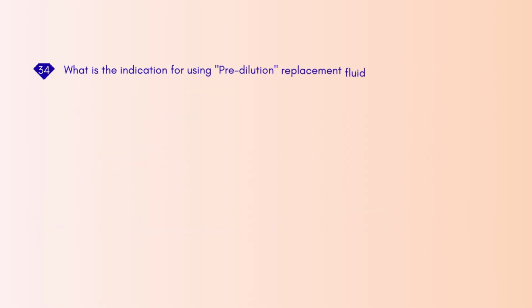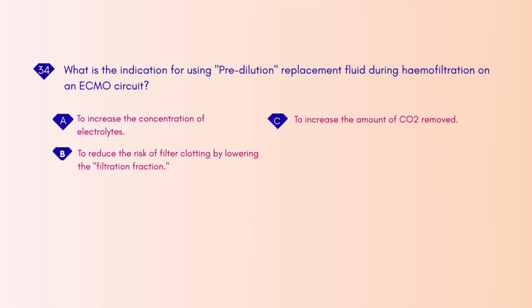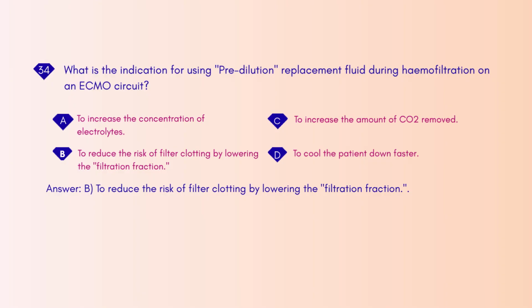What is the indication for using pre-dilution replacement fluid during hemofiltration on an ECMO circuit? A. To increase the concentration of electrolytes. B. To reduce the risk of filter clotting by lowering the filtration fraction. C. To increase the amount of CO2 removed. D. To cool the patient down faster. Answer: B. To reduce the risk of filter clotting by lowering the filtration fraction.